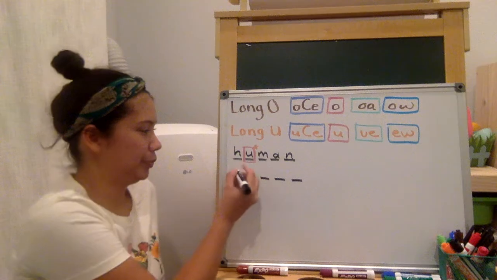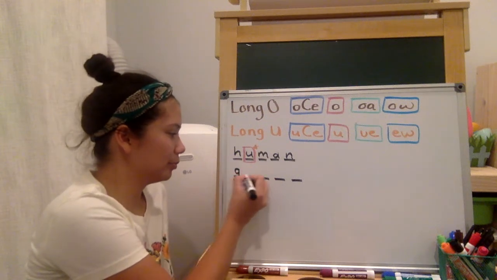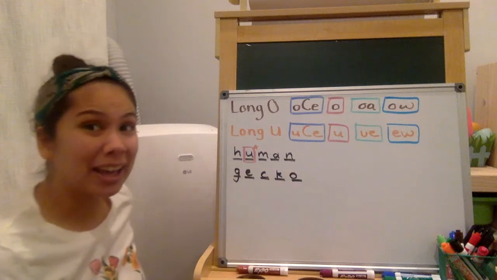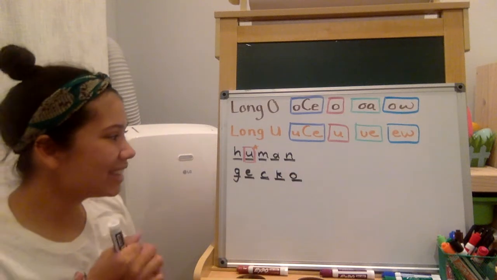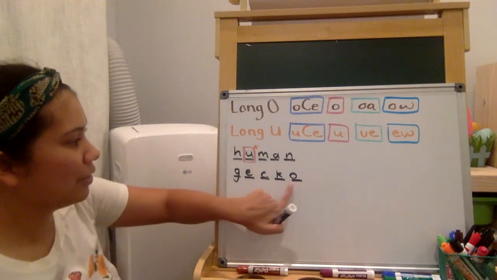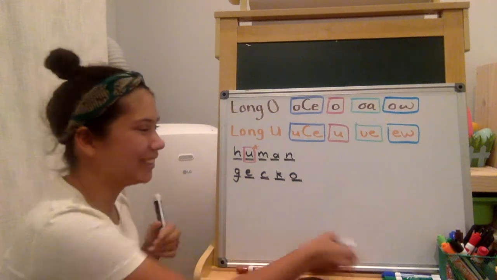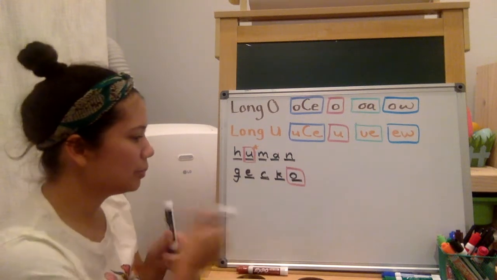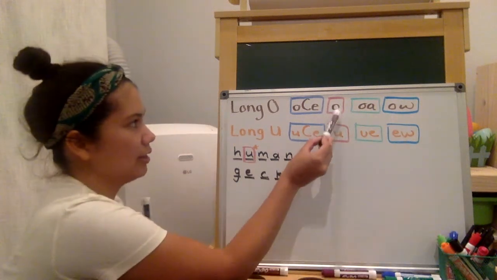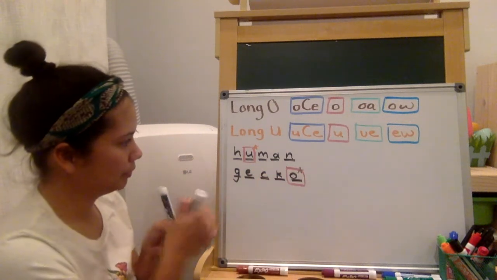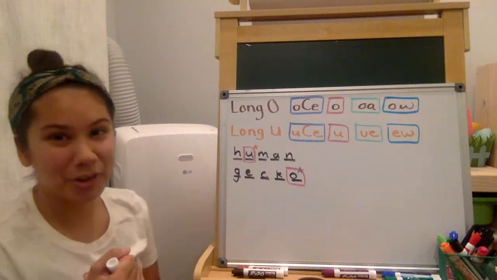Gecko. G-E-C-K-O. If you thought that there was a long O at the end of gecko, then you got it. I'm also going to put a star in this color because it's the long O sound. Are you ready for your next word?